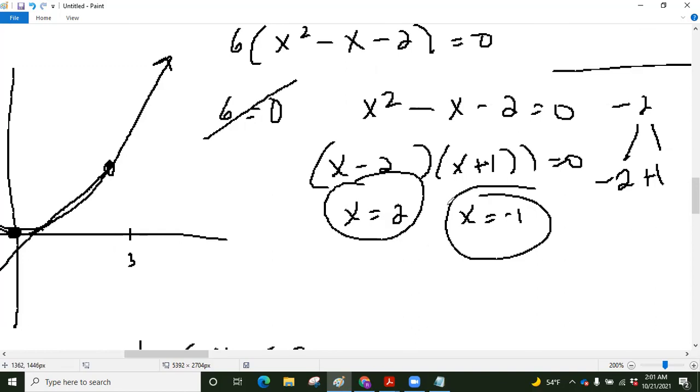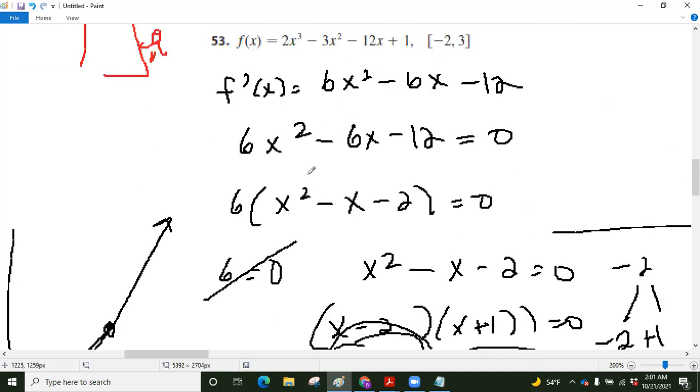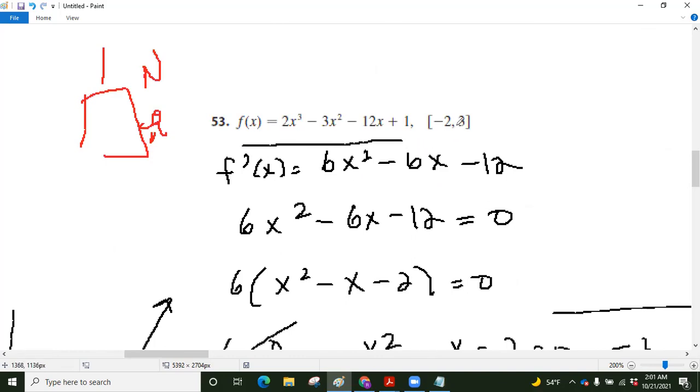So what we want to do at this point is take 2 and plug it back into the function. We'll take -1 and plug it back into the function. Then we'll take -2 and plug it back into the function. Then we'll take 3 and plug it back into the function. Whichever gives the smallest value is the absolute min, and whichever gives the greatest value is the absolute max.